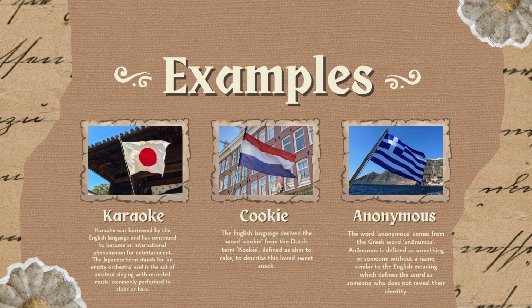We also have cookie. Cookie is borrowed from the Dutch language. The English language derived the word cookie from the Dutch term cookie, defined as akin to cake, to describe this loved sweet snack. And lastly, we have anonymous. Anonymous was borrowed from the Greek language, and the word anonymous comes from the Greek word anonymous, and anonymous is defined as something or someone without a name, similar to the English meaning, which defines the word as someone who does not reveal their name or identity.